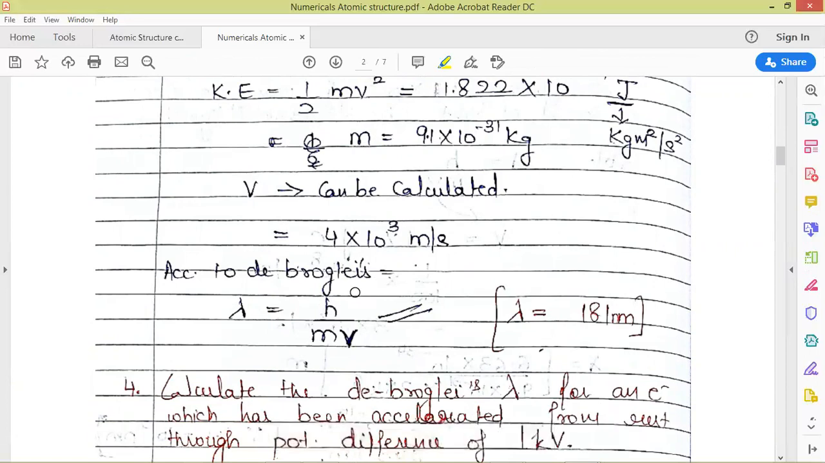Mass of electron we know, h is Planck's constant. So from here, I want you all to calculate lambda, and the value is going to come equal to 181 nanometer.